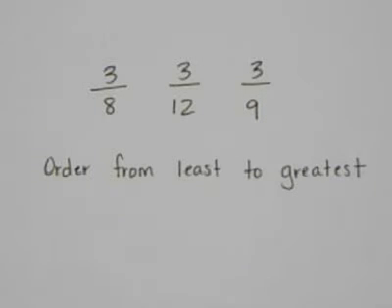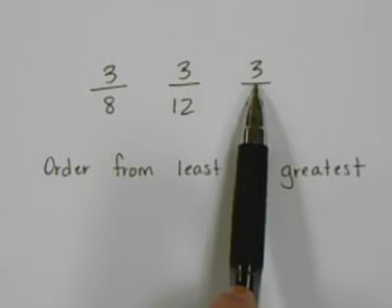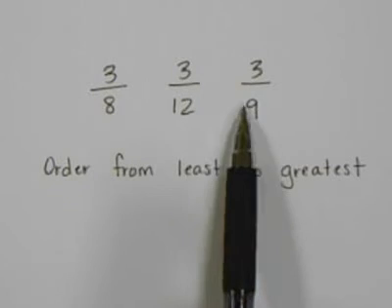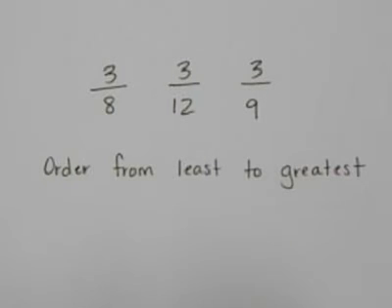This lesson is over ordering fractions from least to greatest when the fractions have like numerators. Now, students already know how to do like denominators. They just put them in order as they find them. But this one gets a little bit trickier, so I wanted to do a separate video showing this.